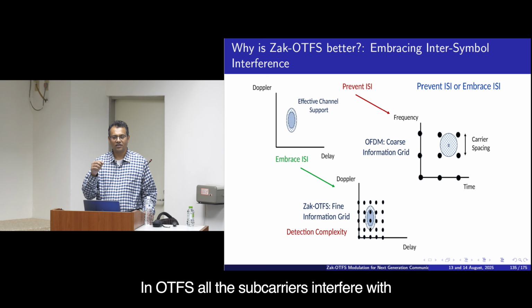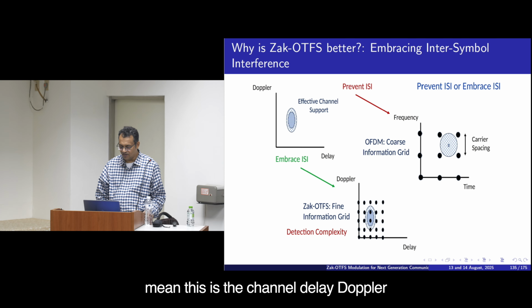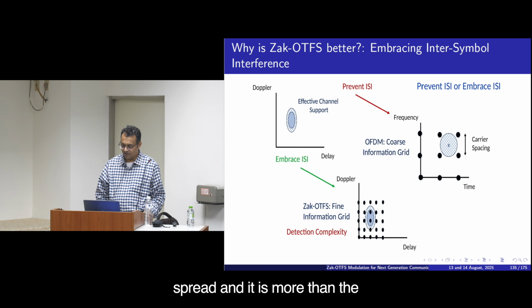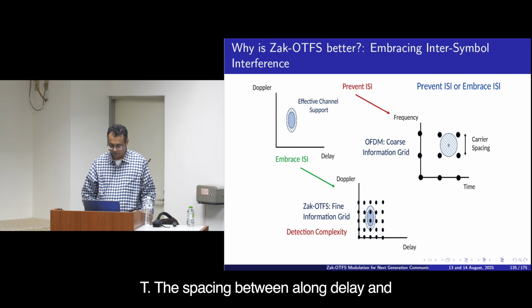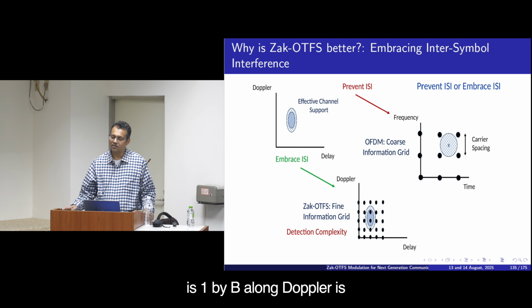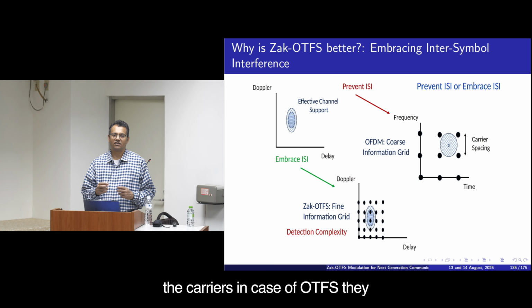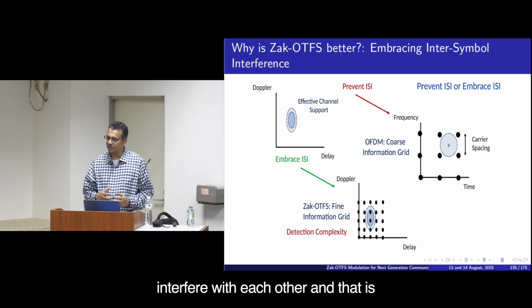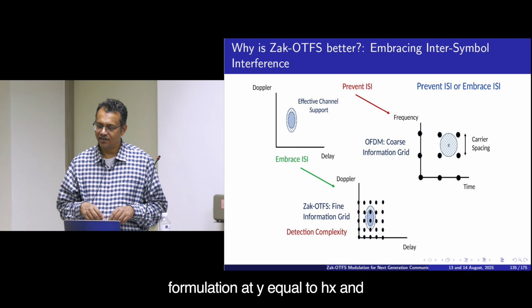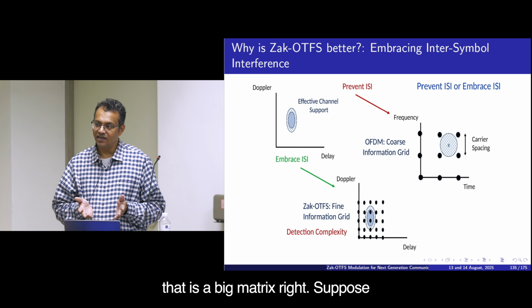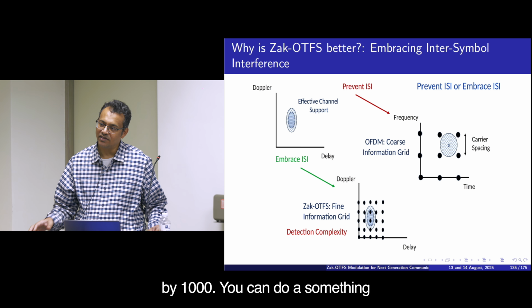In OTFS, all the subcarriers interfere with each other. Over here, this is the channel delay-Doppler spread, and it is more than the spacing 1 by B and 1 by T. The spacing along delay is 1 by B, along Doppler it is 1 by T. But the spread of the channel is more than that. So the carriers in case of OTFS interfere with each other, and that is why I have to do this matrix formulation, y equal to Hx, and that is a big matrix. Suppose the number of carriers you have is 1000, then this matrix will be 1000 by 1000.